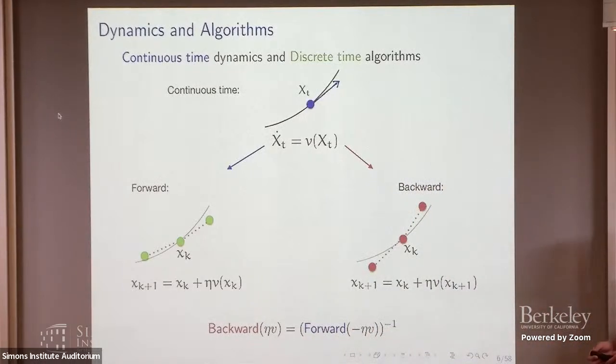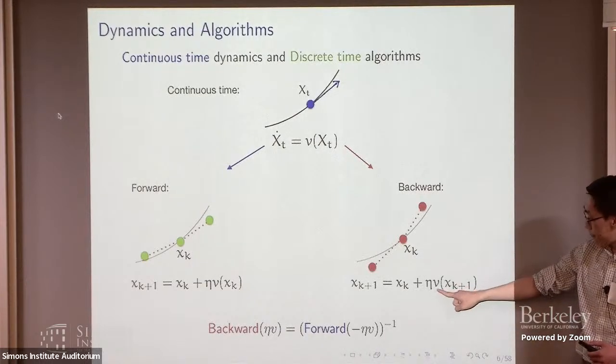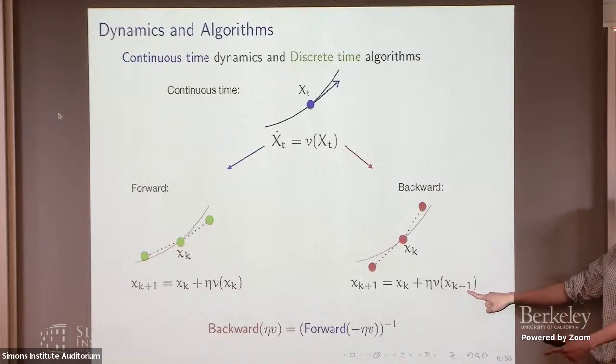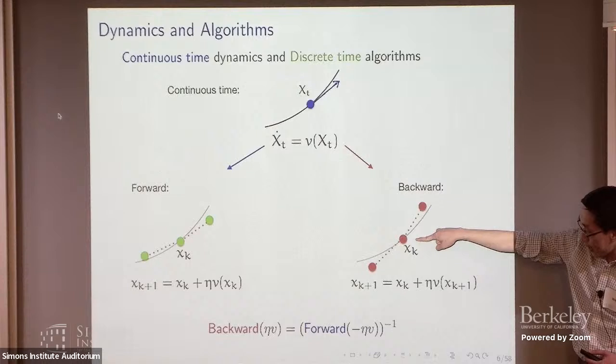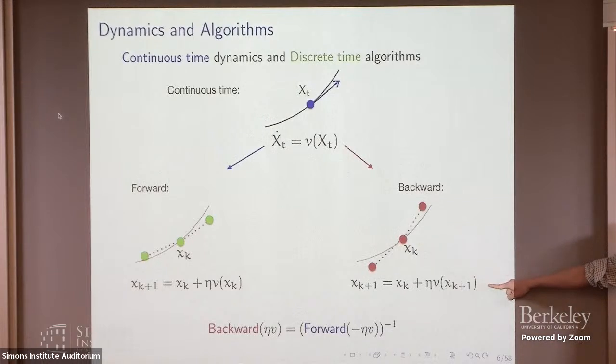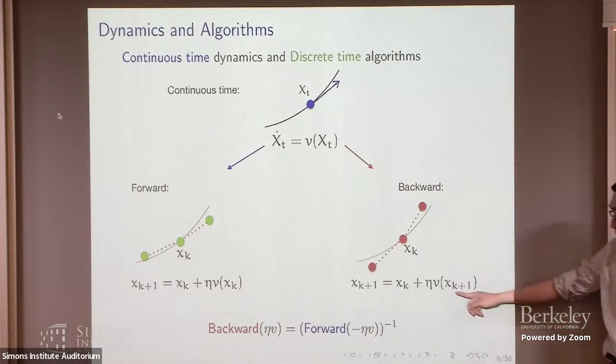On the other hand, the other version, the backward version, is the following, where you approximate the vector field by the point of your next iteration. Right? So this is an implicit update. If you know where you are at x_k, you need to solve this update. So this is an implicit update. And there are many ways to solve this depending on what your vector field is.